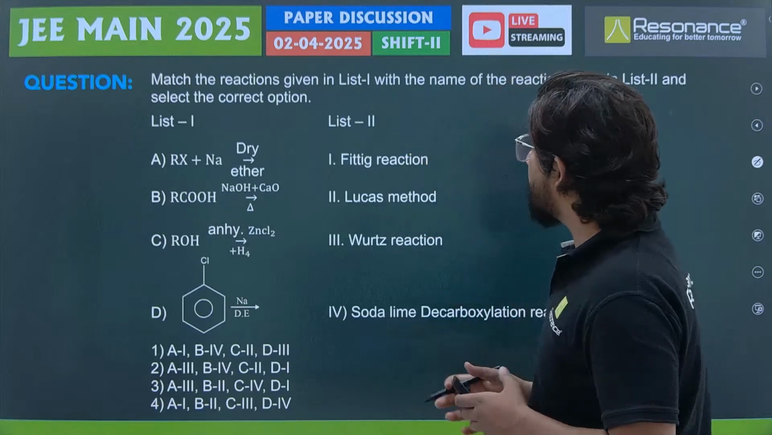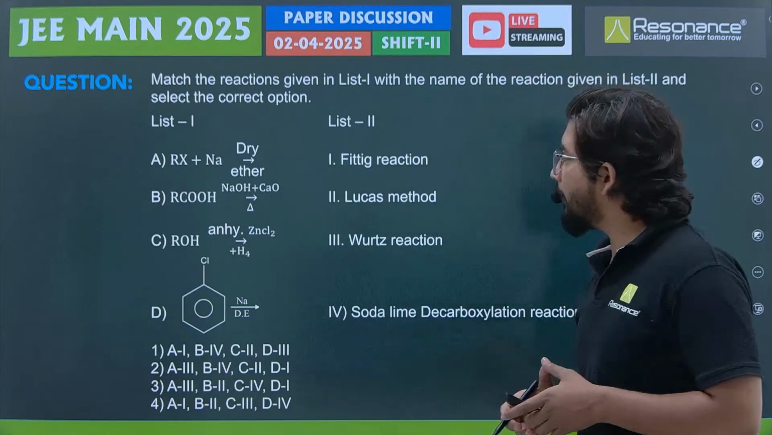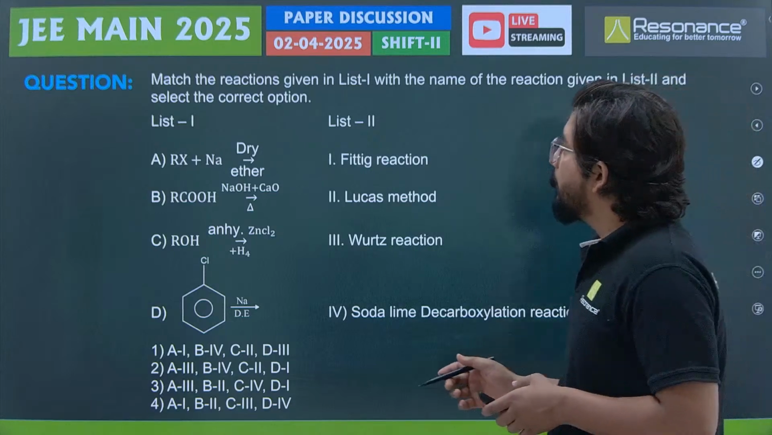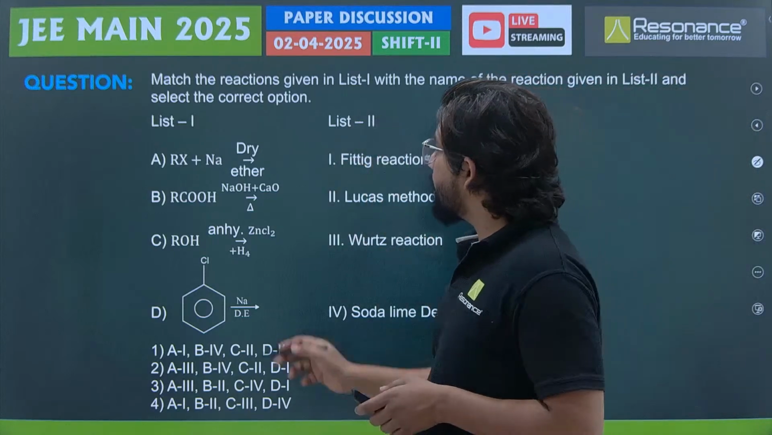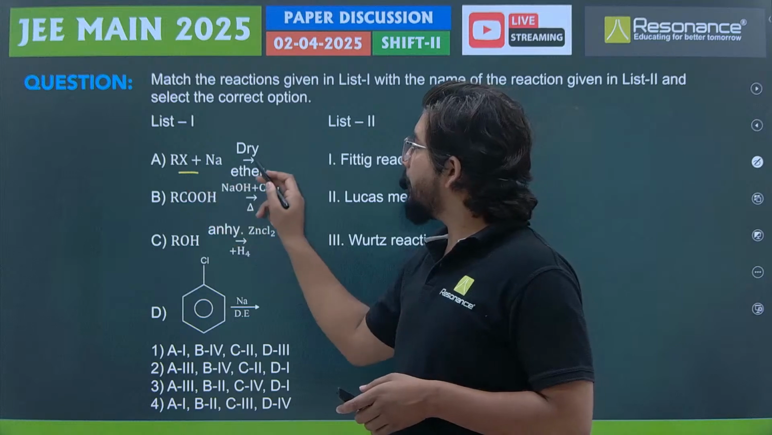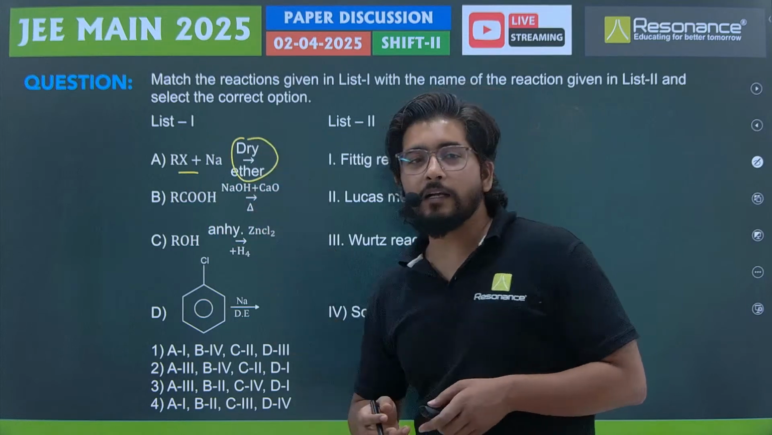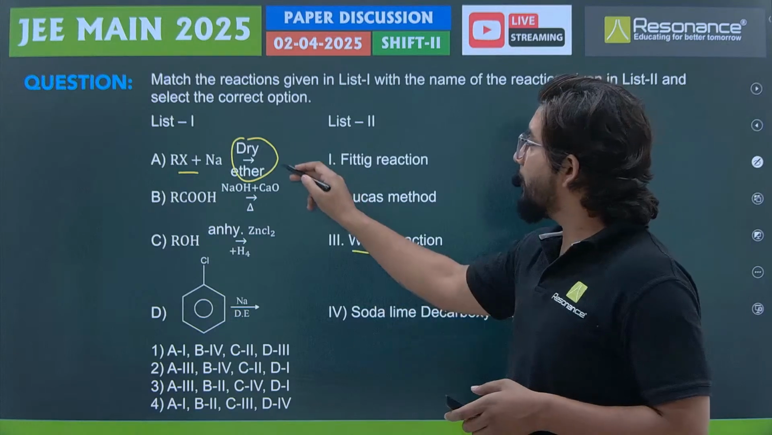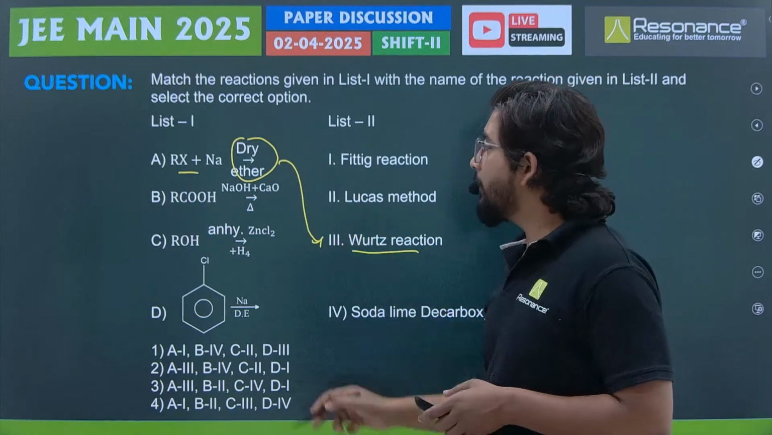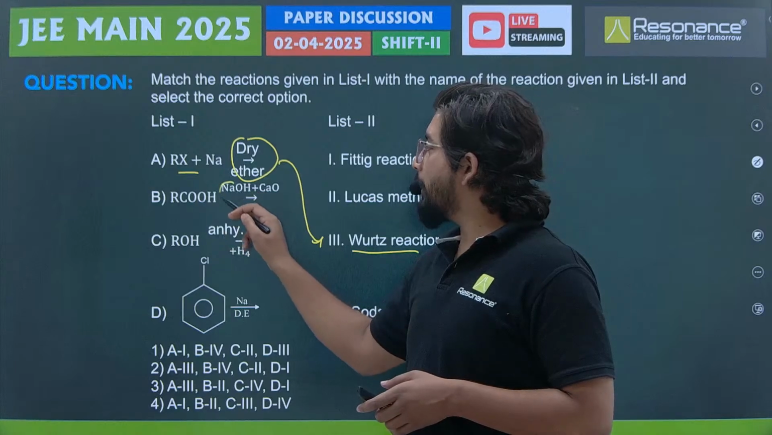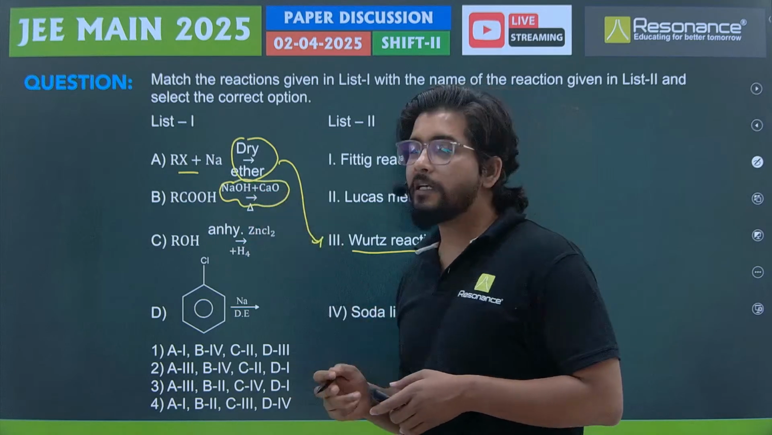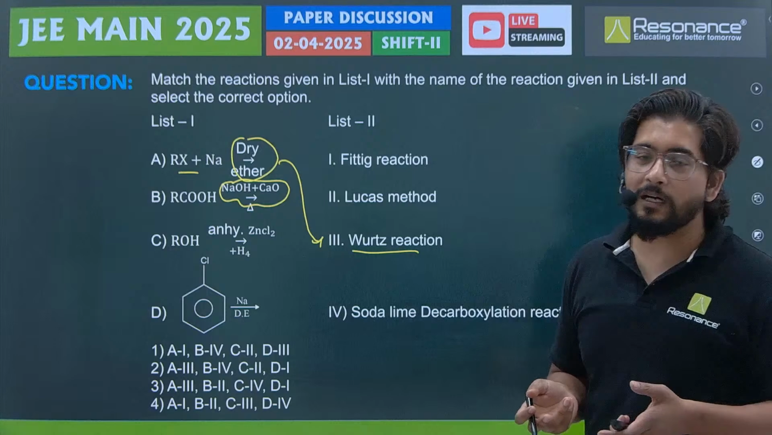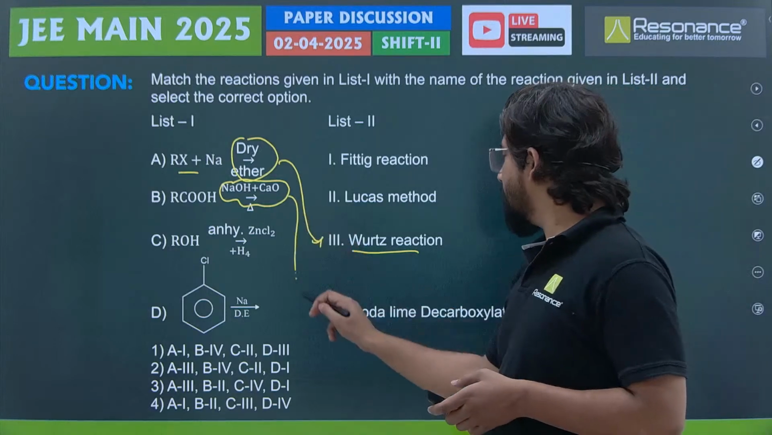So the next question is again an easy question, and directly they have asked, match the following reactions. First one, RX plus Na in dry ether. RX plus Na in dry ether is which reaction? See, Wurtz reaction. This one is Wurtz reaction, simple reaction. RCOONa in presence of NaOH and CaO and heat. This is decarboxylation reaction, soda lime decarboxylation. Direct reactions they have asked.